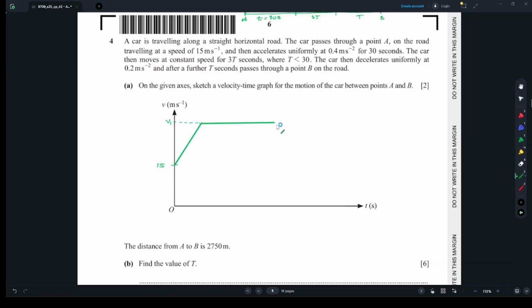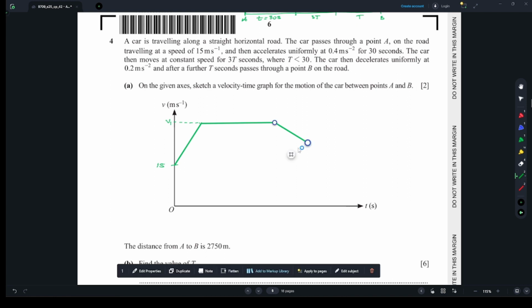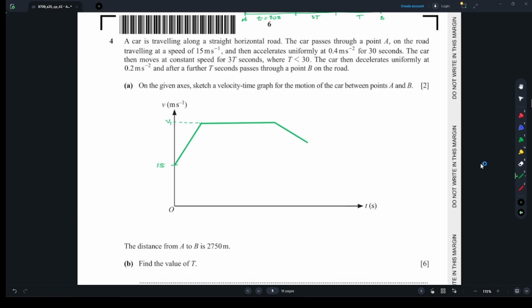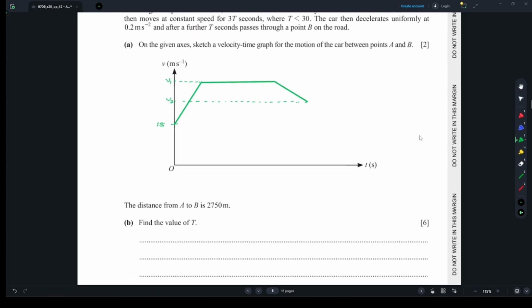After that, it decelerates. The gradient should be less than the previous one because the acceleration was 0.4 and the deceleration is 0.2, so the gradient should be less. Then it passes this point B. We don't know that velocity also, so let's take v2. Now let's indicate the time.